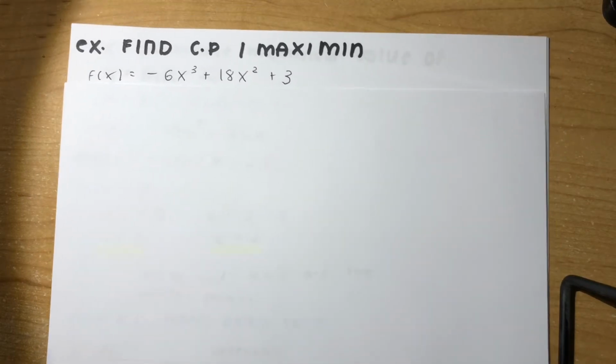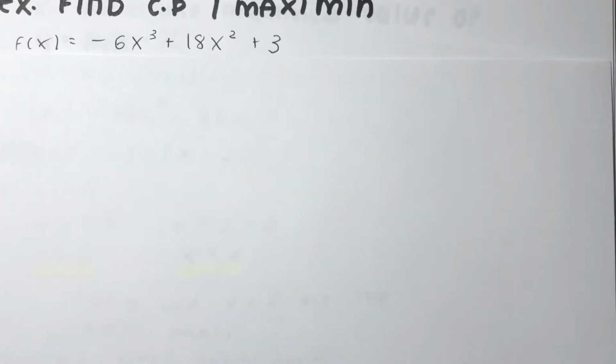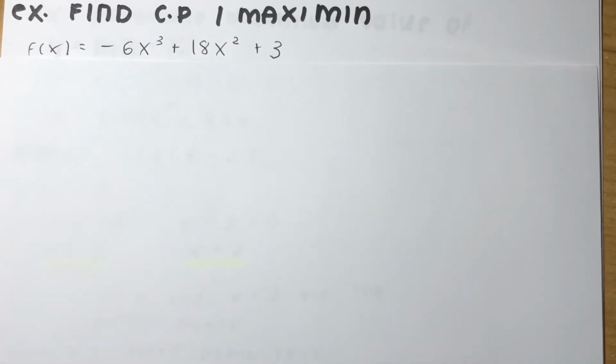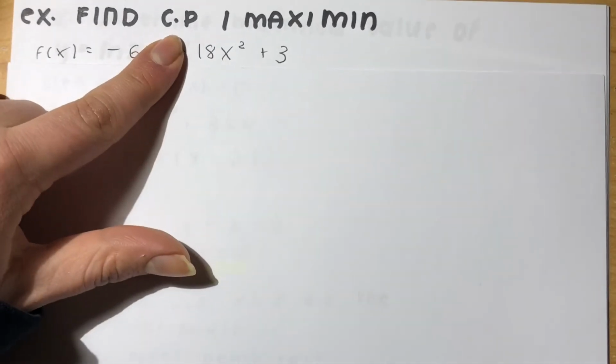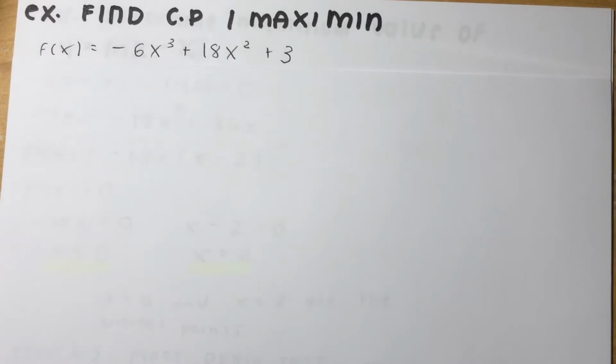So let's take a look at some examples. We're basically going to use our knowledge of increasing and decreasing functions and also critical points to determine whether there's a maximum or minimum at those critical points. So if we're given this function, negative 6x cubed plus 18x squared plus 3, we want to find where the critical points are, that's what CP means, and if there are maximums or minimums.